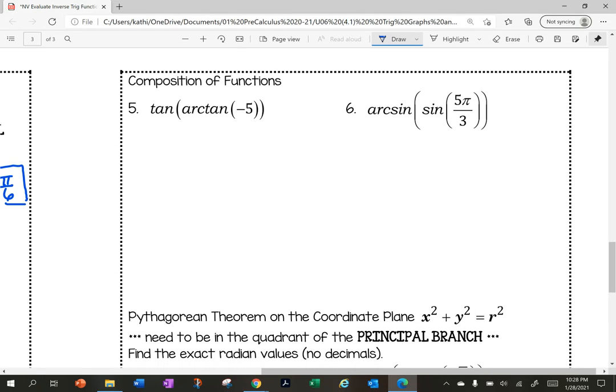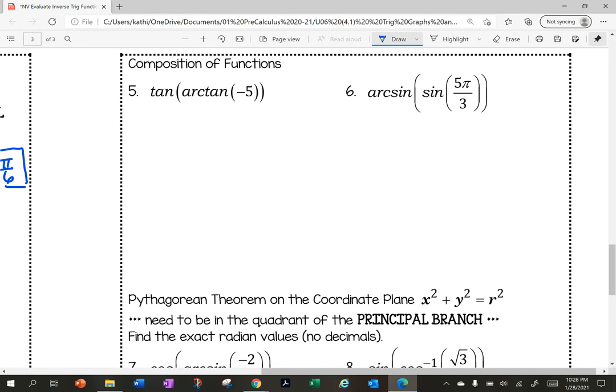Okay, so I have tangent and arctangent of -5. So this is another way of saying tangent inverse of -5. Since I have the function and the inverse, they undo each other. So my solution is -5.